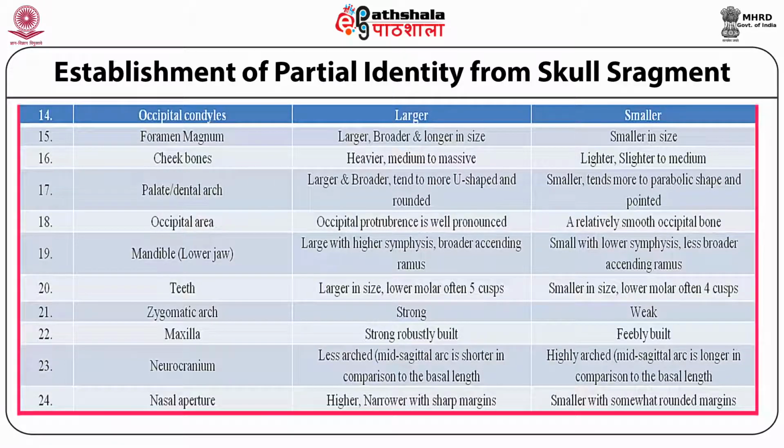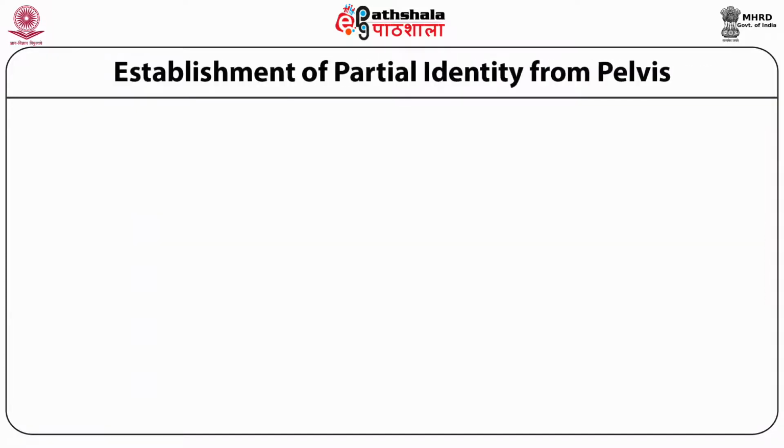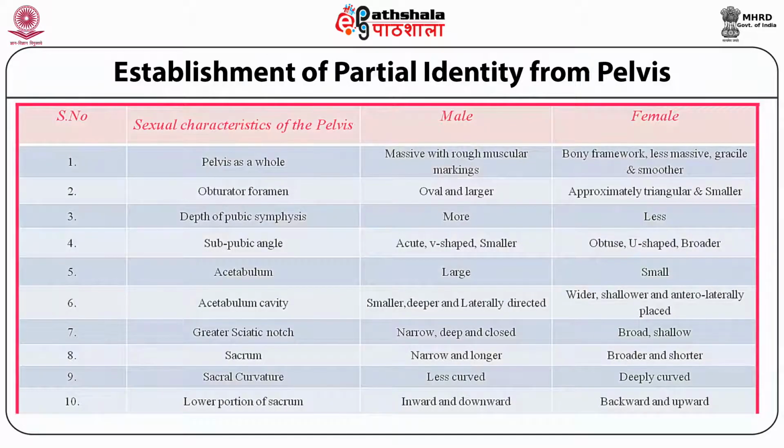in case of females. The establishment of sex is also possible by examining the pelvis. The important characteristics used for differentiation in males and females are the pelvis as a whole and the obturator foramen, that is oval and longer in males and approximately triangular and smaller in females.